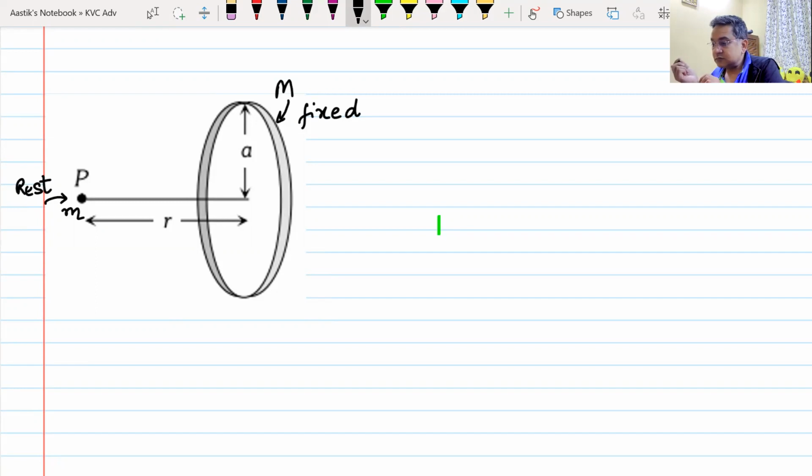Repeat the question once. Yes, sir, or no, sir? Repeat the question, sir. The question is written on the board. What do you see on the board? Ring of mass capital M, which is fixed. Let us call the radius root 3 times.